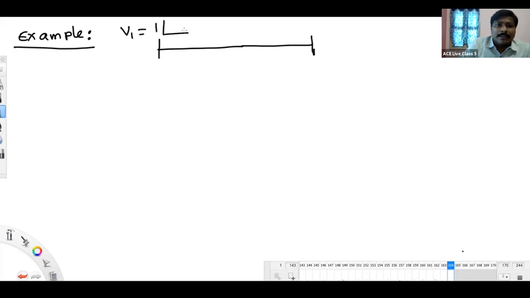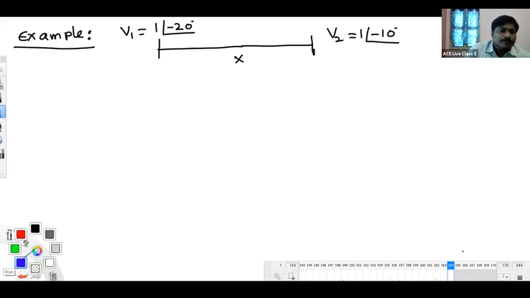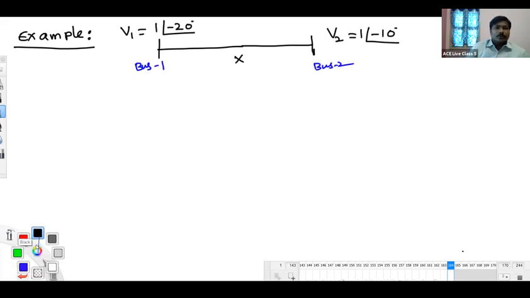Bus 1 voltage is 1 at an angle of minus 20 degrees. Bus 2 voltage is 1 at an angle of minus 10 degrees, in per unit. It's a reactance only. There is no resistance, only reactance. Bus 1 and bus 2. Look please: bus 1 at an angle minus 20, bus 2, 1 at an angle minus 10 degrees.